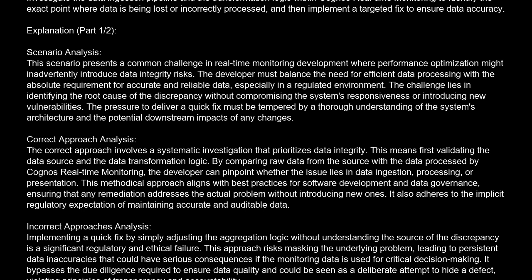Incorrect approaches analysis. Implementing a quick fix by simply adjusting the aggregation logic without understanding the source of the discrepancy is a significant regulatory and ethical failure. This approach risks masking the underlying problem, leading to persistent data inaccuracies that could have serious consequences if the monitoring data is used for critical decision-making. It bypasses the due diligence required to ensure data quality and could be seen as a deliberate attempt to hide a defect, violating principles of transparency and accountability.